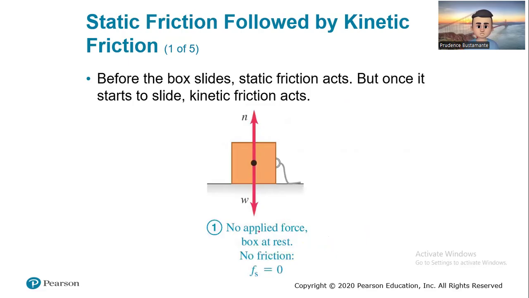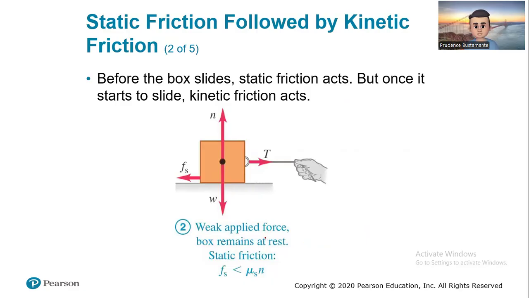Since there is no force being applied, there is no friction yet. However, if you apply a weak force, the box remains at rest, but the static friction is no longer 0. There is now a friction. This is called static friction. But the value of that friction is less than the constant times the normal force, the magnitude of the normal force.